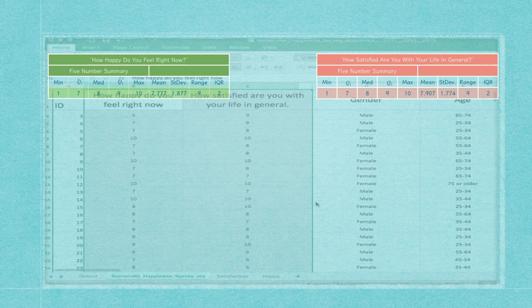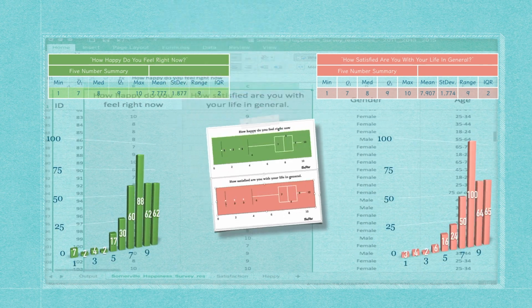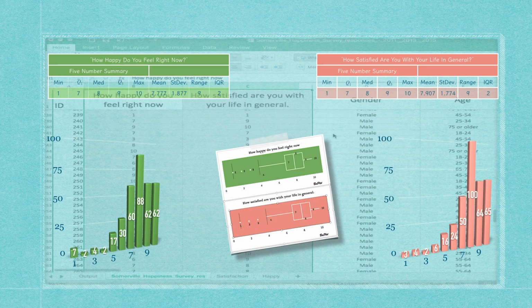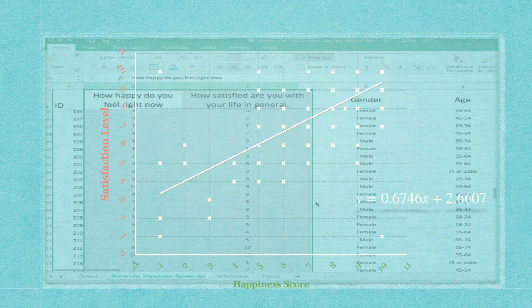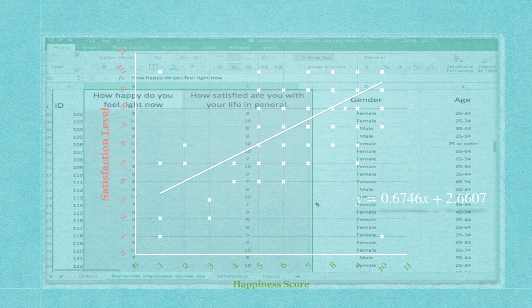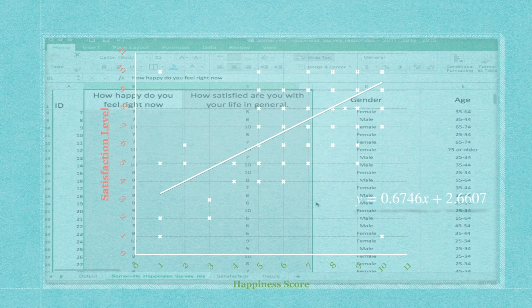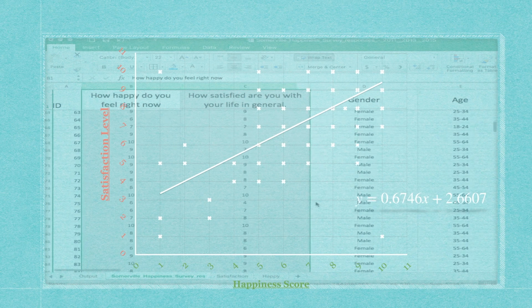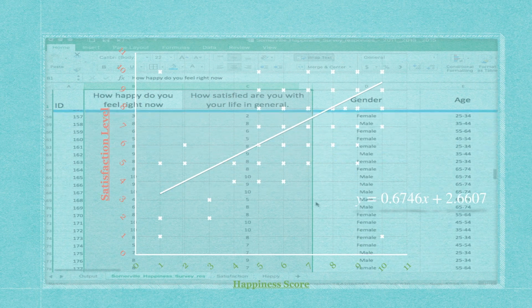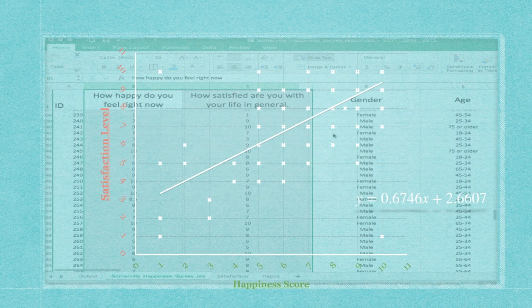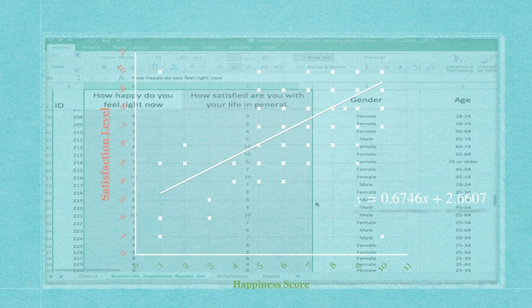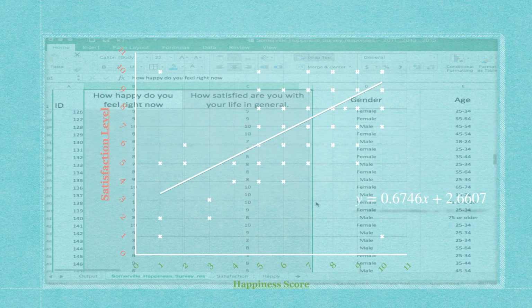From the 5-number summary, the histogram, and the box plot, it all shows a strong positive association between people's current happiness and their life satisfaction. The regression equation shows that people tend to give a higher score on their life satisfaction than their current happiness. There are many other variables that affect people's life satisfaction, such as income, social environment, and health. In this survey-based study, it shows that current happiness is one of the elements that is closely related to people's general life satisfaction.